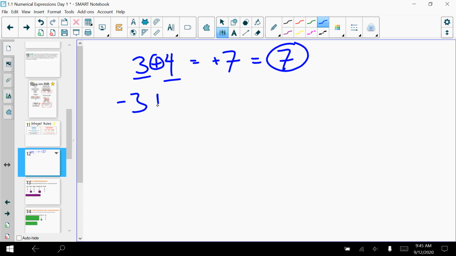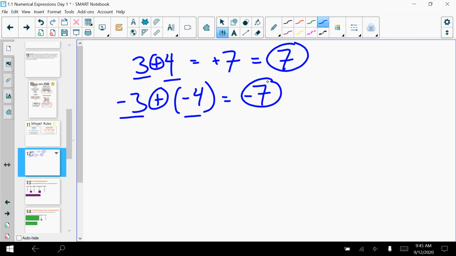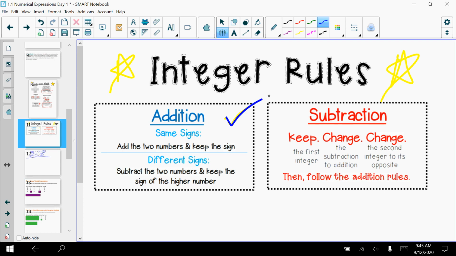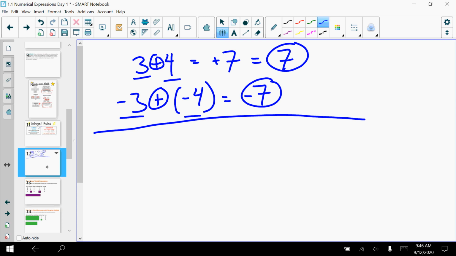Now, if I give you negative 3 plus negative 4, we're still adding, and notice how the signs are the same. So I'm going to add them together, and your answer is negative 7. Okay, so we have that taken care of. Now, when we look at different signs, let's talk about that. If I give you negative 3 plus 4, I'm still adding, but look at the signs now. One is negative and one is positive.